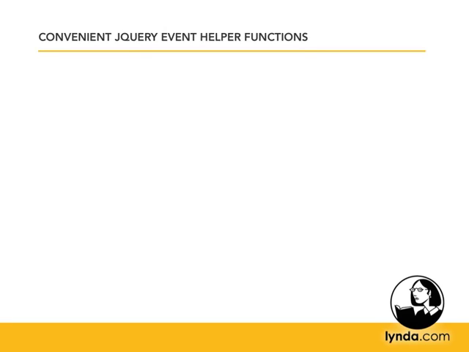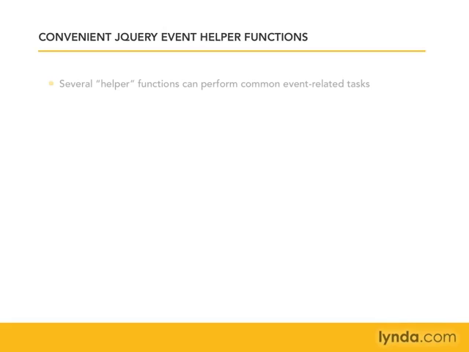In addition to basic binding and unbinding functions, jQuery provides some convenient helper functions that perform some common event-related tasks. In the previous example, we saw how to bind mouse events to an element using the bind function. However, you can also use some convenient jQuery helper functions to do handling for common events.